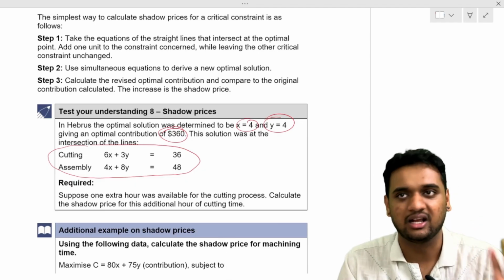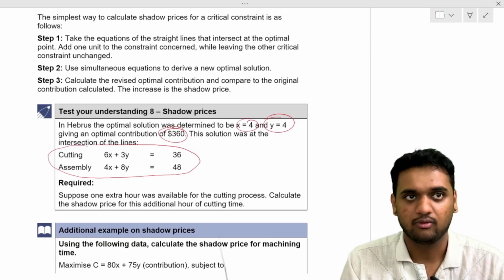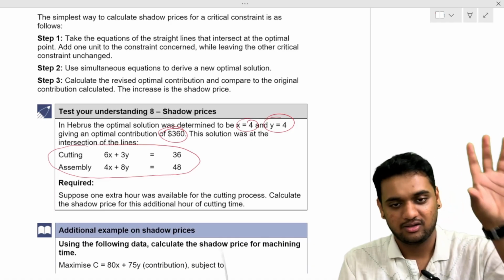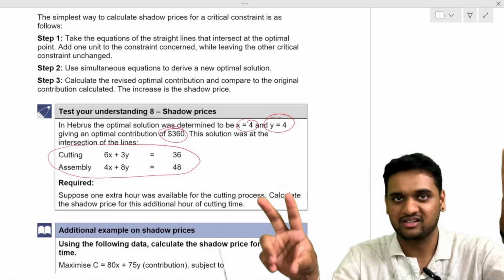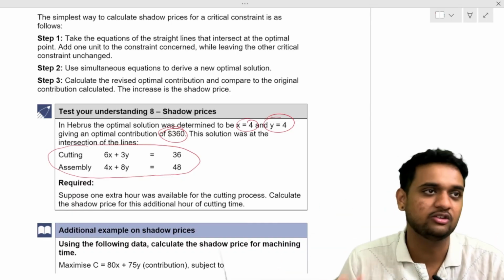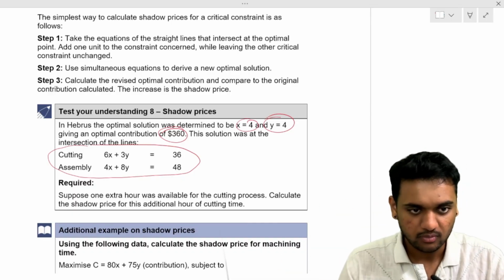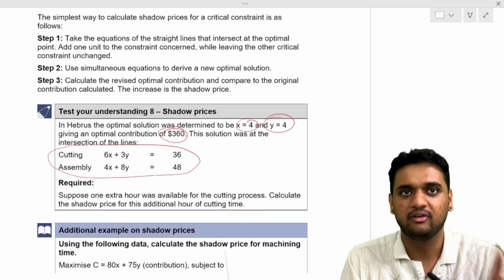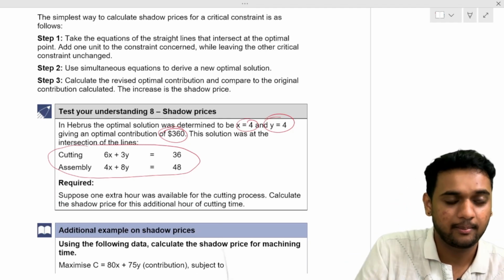We will take one critical constraint for now. I'll tell you what shadow price means. Slack we will have for non-critical constraints. Shadow price we will have for critical constraints. In 2 minutes, you will understand what shadow price means. Both the critical constraints are there. Only one critical constraint will be there. Both also no problem. We will take one by one. First, we will take cutting.